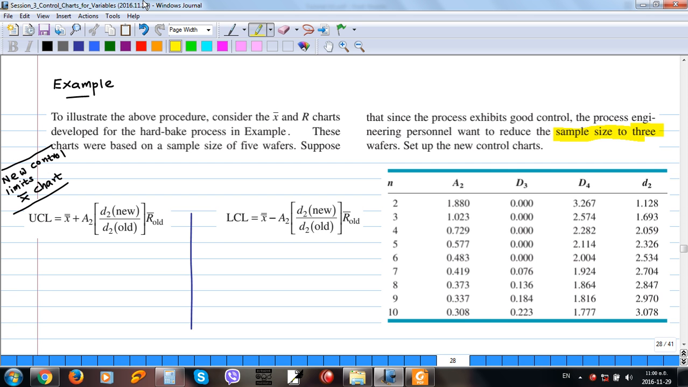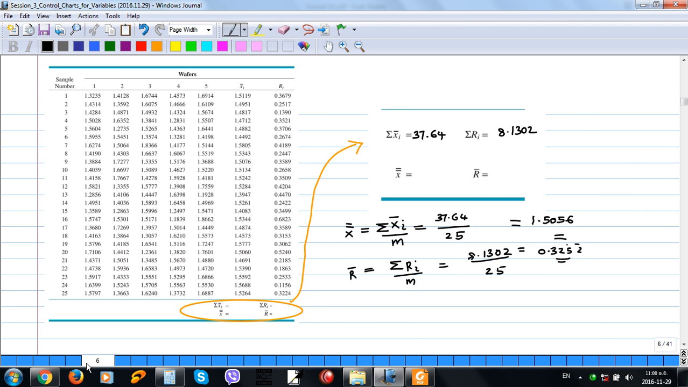To set up the new control chart, we need the old values. n old we know: earlier we had 5. Now n new is changed to 3. Now the sample size is 3. And we found X bar earlier; I am taking the previous example we discussed in the previous video. I think the X bar values are somewhere there.